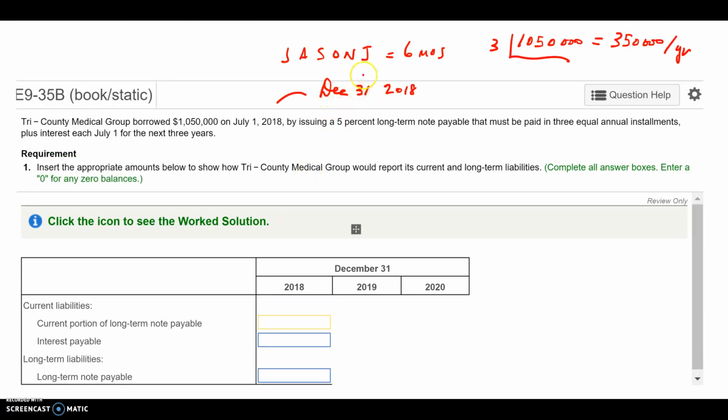Okay, so this situation clarifies itself here a little bit more. So we have our total amount borrowed, $1,050,000, at 5%, in 3 equal yearly installments each July 1 for the next 3 years. So this all happened in July of 2018. So by year end 2018, by December 31st, we had 6 months interest due, and one of the 3 installments would be considered a current liability.